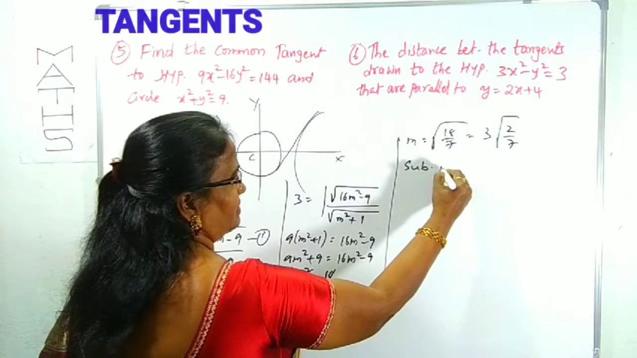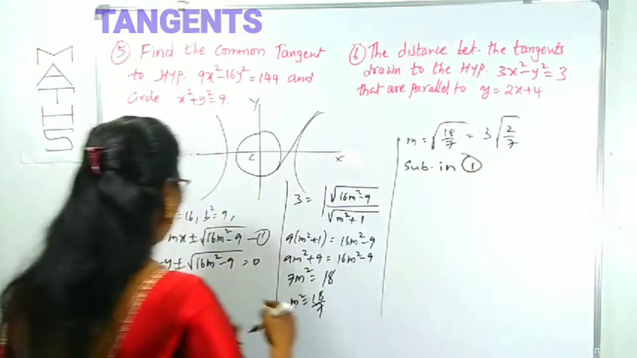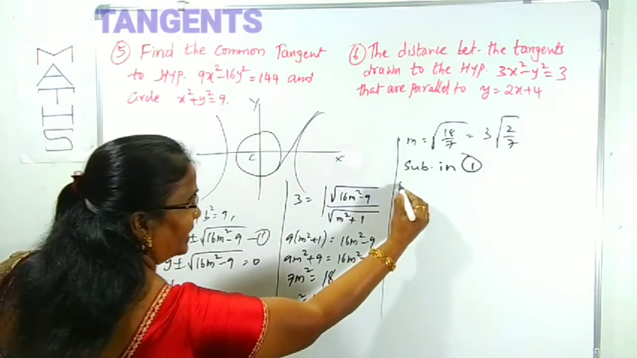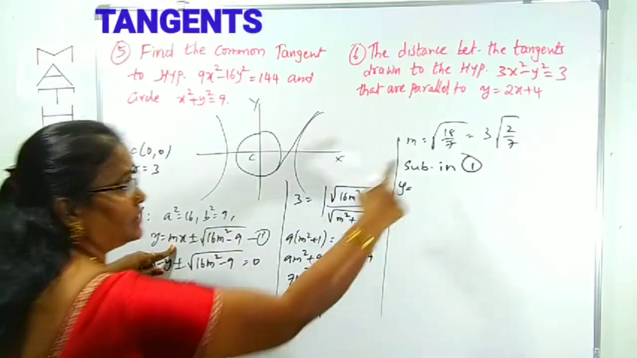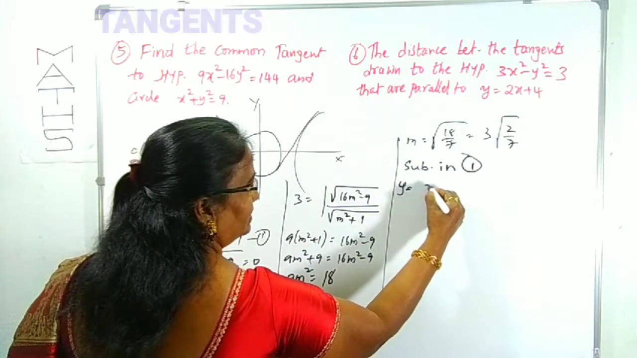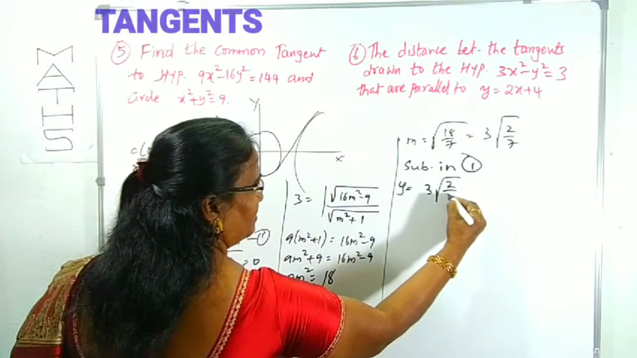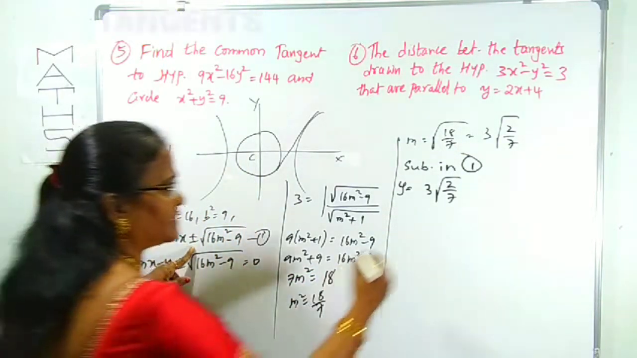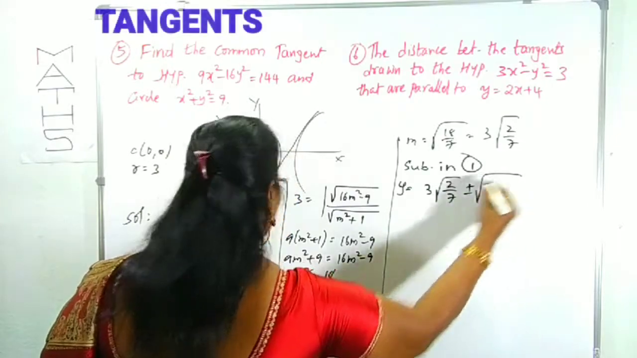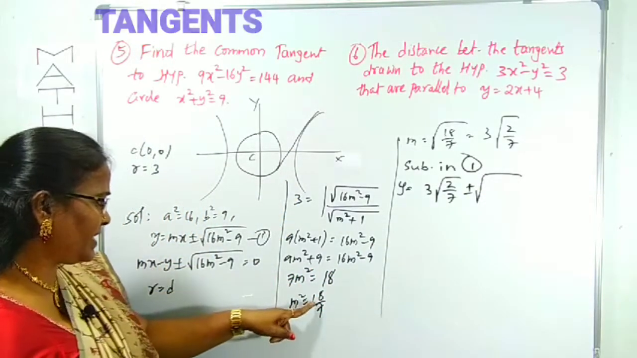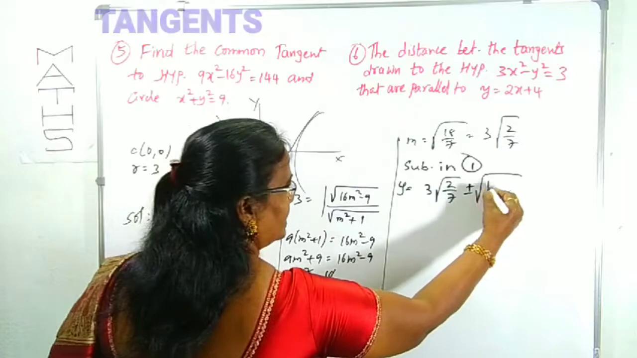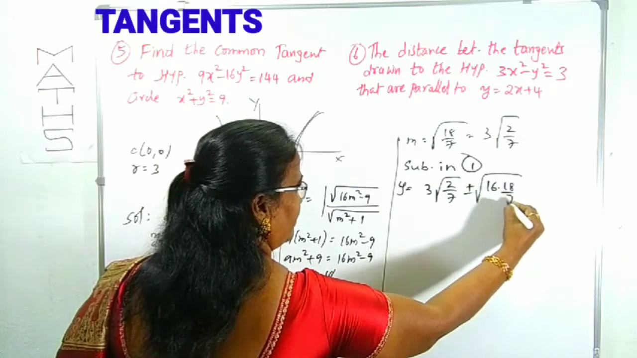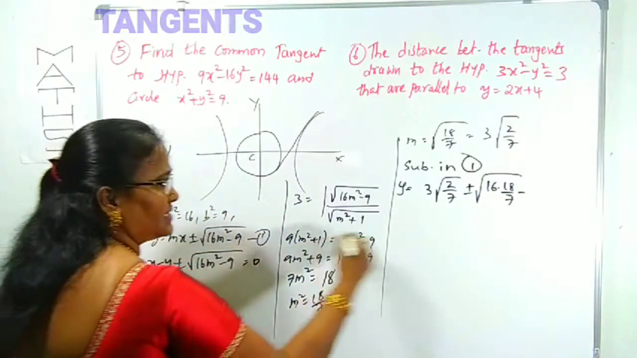Substitute in 1, the equation of common tangent becomes y is equal to mx plus or minus root over 16 m square minus b square. M is what? Yes, we can take 3 root over 2 by 7. You can use a plus or minus also there. M square is 18 by 7. 16 into 18 by 7 minus b square is 9, right?